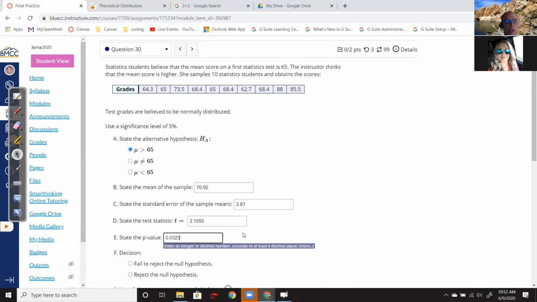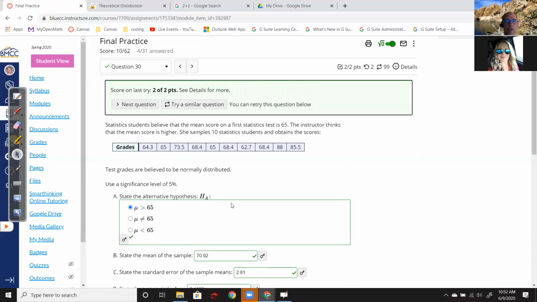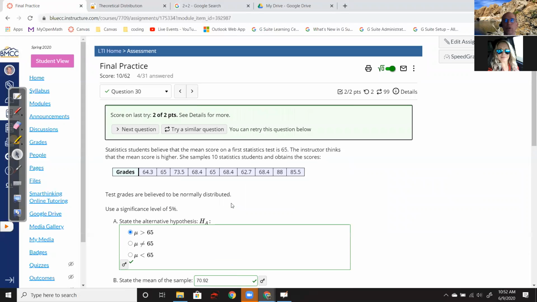I think that was about mine, and that's smaller than my significance level, so I should reject the null and hopefully draw a picture. Yeah, I get it right. Hopefully yours went okay.